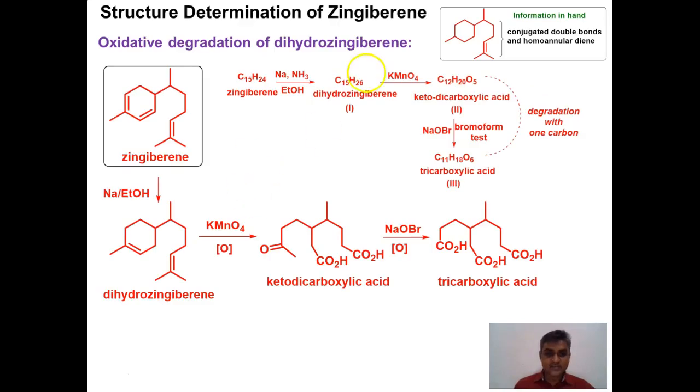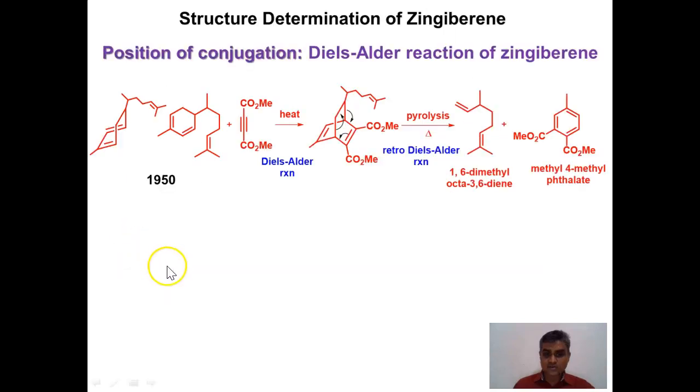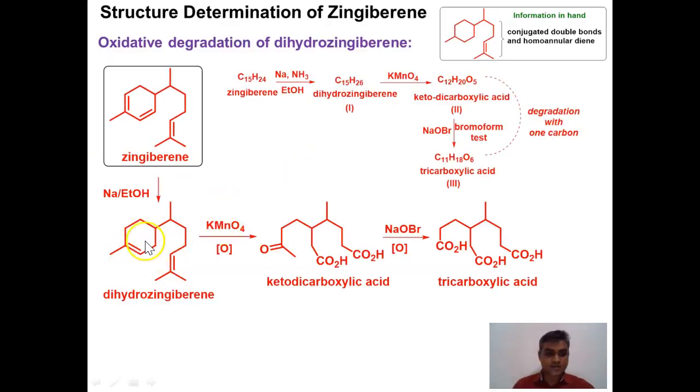And once again, let us see how this experiment works. Gingiberine reacts with sodium, and we get a reduction of this double bond. It's conjugated, and we get a dihydrogingiberine. Now these two double bonds are cleaved under oxidative conditions, and we get a keto carboxylic acid from this, and acetone is lost, and that's why there is a 12 number of carbon atoms here, and later on it responds to the haloform reaction, and we get a tricarboxylic acid. So this is a turning point of the investigation as far as the structure of gingiberine is concerned.